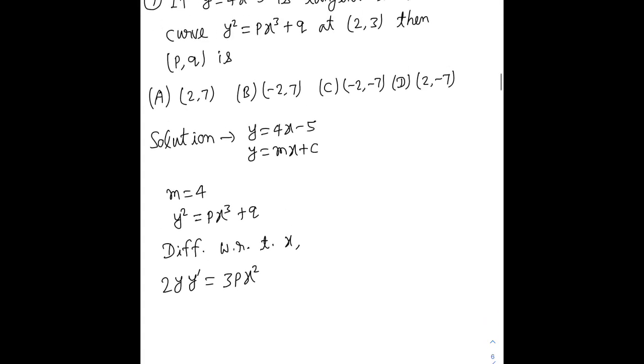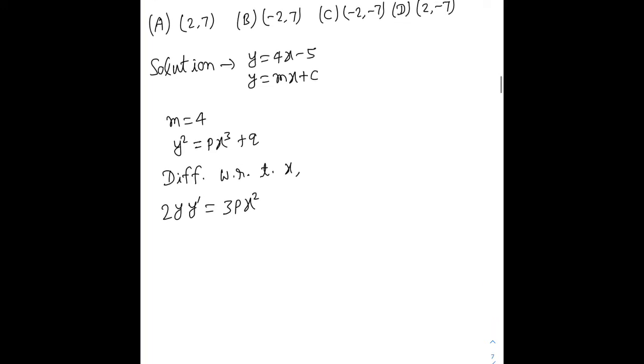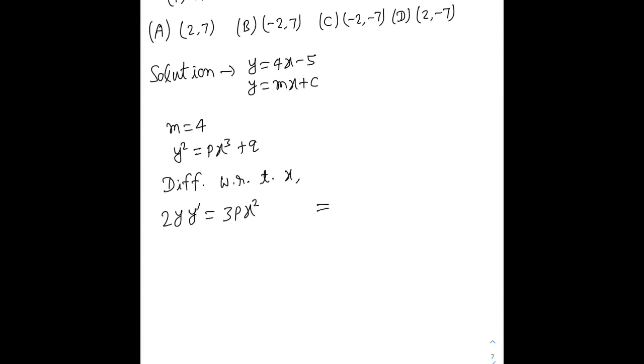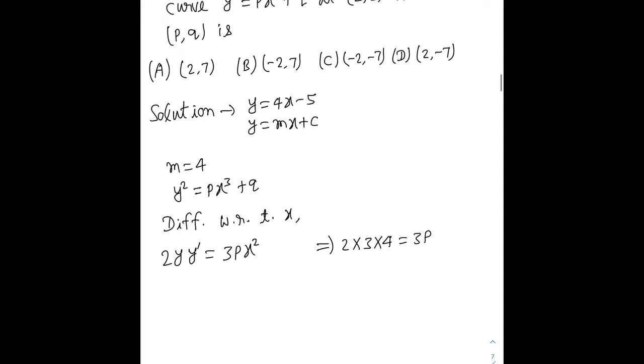Okay, then what you need to do? You need to substitute x equal to 2, y equal to 3. And one more thing, you also know the slope. So y dash, that is the slope of the tangent, is nothing but 4. So when you substitute, you will get 2 into y coordinate 3, into y dash slope 4, equal to 3p into x square, and x is 2, so 2 square, that is 4. Then 12 and 12 will get cancelled, so we will get p equal to 2.